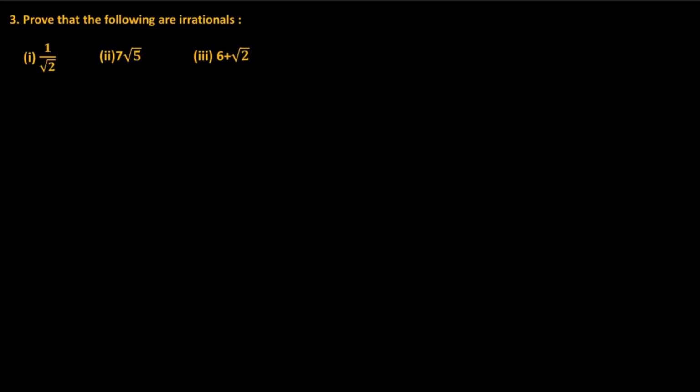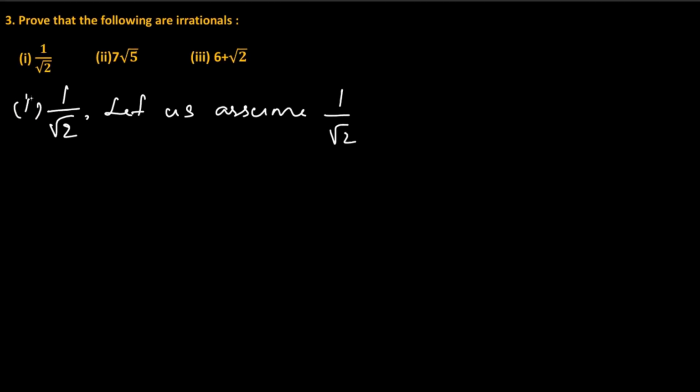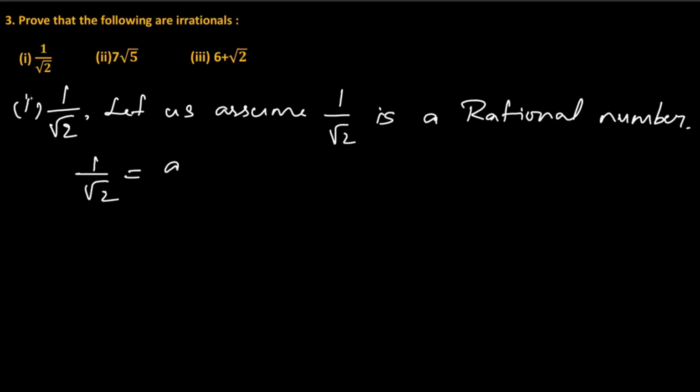Next question. Third question. Prove that the following are irrationals. First question is 1 by root 2. Same procedure. Let us assume 1 by root 2 is a rational number, so that 1 by root 2 is equal to a by b. Root 2 is equal to the reciprocal of a by b.